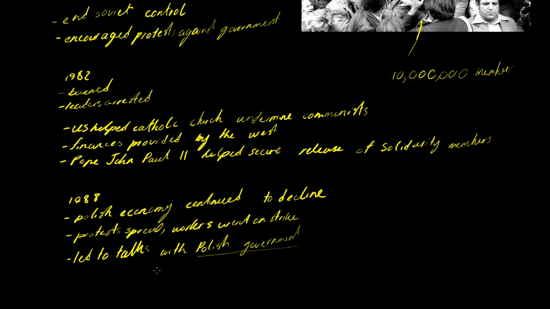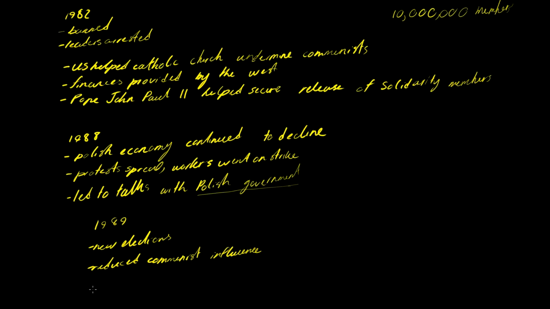So a compromise can be made, and by early 1989, an agreement was made to hold new elections with a reduced influence for the communists guaranteed. And Solidarity was also legalized and was able to form a coalition without the Communist Party, establishing an anti-communist government. So Solidarity was legalized.